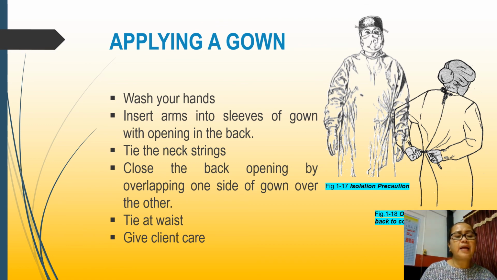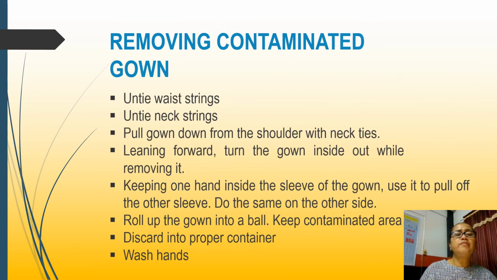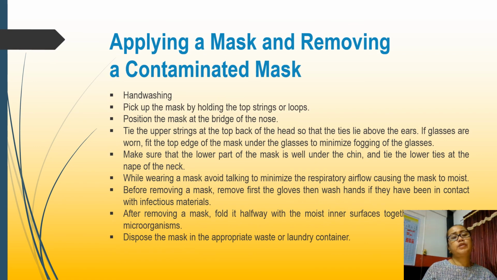Give client care. Removing contaminated gown. So untie the waist string, untie the neck string, pull down on the shoulder with the neck ties. Leaning forward, turn the gown inside out, removing it. Keeping one hand inside the sleeve of the gown, use it to pull the other sleeve. Do the same with the other, and then roll up the gown into a ball. Keep containing the area, discard it into the proper container, then wash your hands.